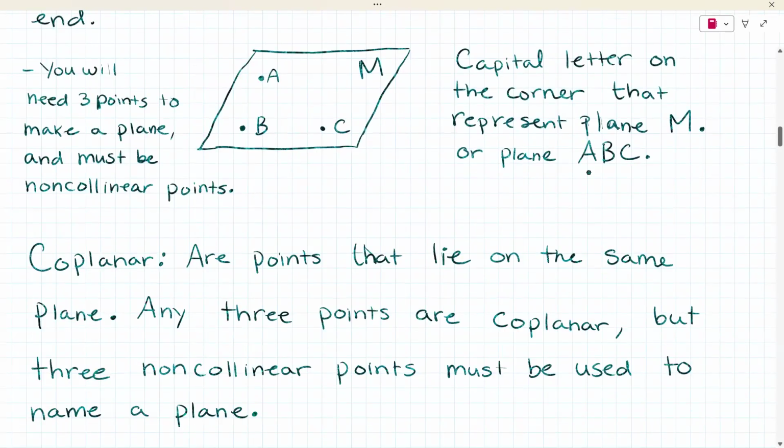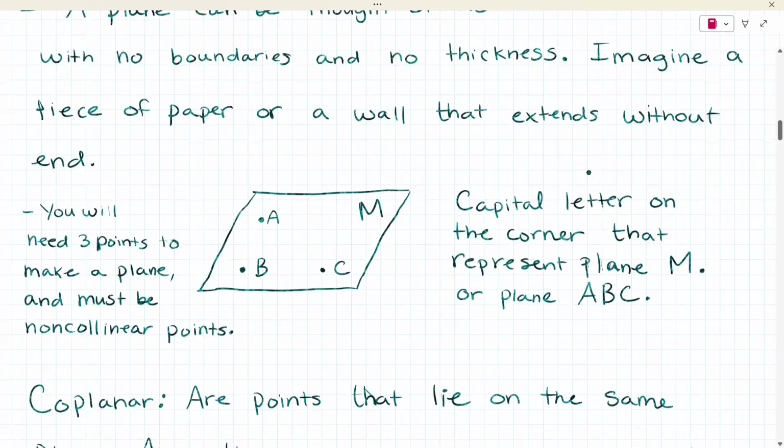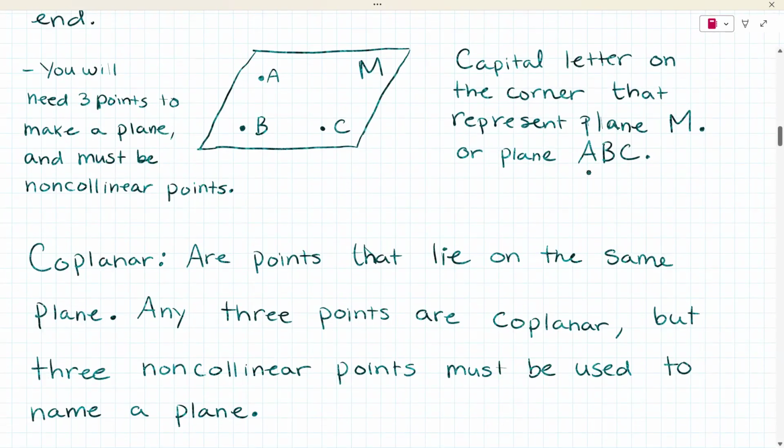What does coplanar mean? Coplanar points are points that lie in the same plane. Any 3 points are coplanar, but three non-collinear points must be used to name a plane. Okay, so what does that mean? We'll do an example. Let me reread that. Coplanar points are points that lie on the same plane. Any three points are coplanar, but in order for a plane to exist, those 3 points have to be non-collinear.